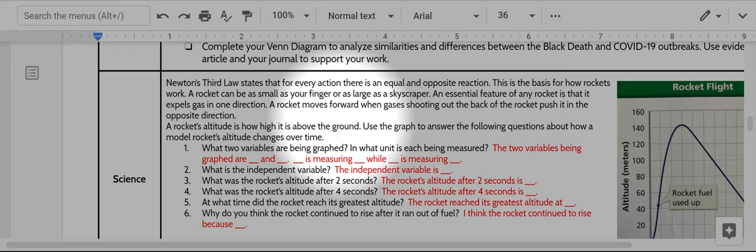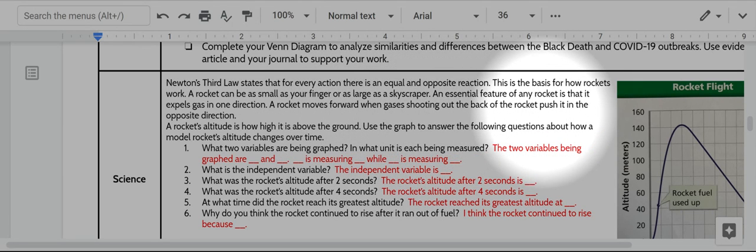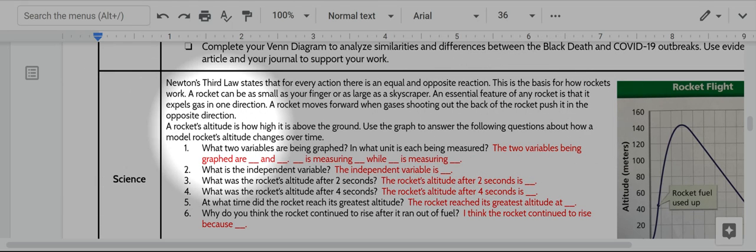A rocket moves forward when the gases shoot out the back of the rocket and push it in the opposite direction. That's why when we launched our rockets in the fall, we didn't stand too close and we didn't stand behind them. And we also used our safety goggles.